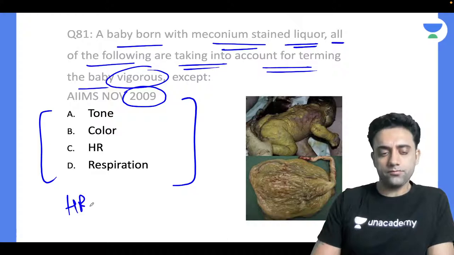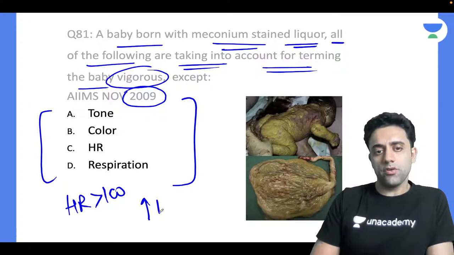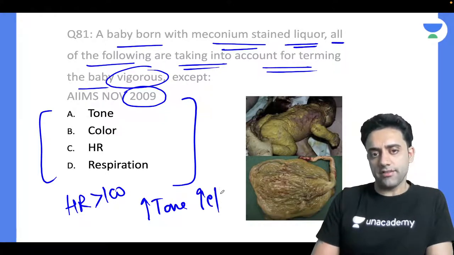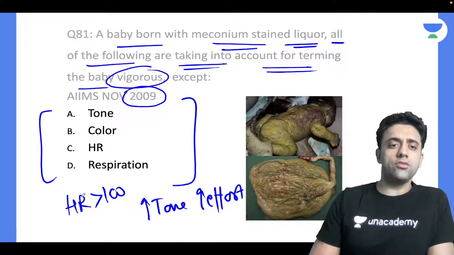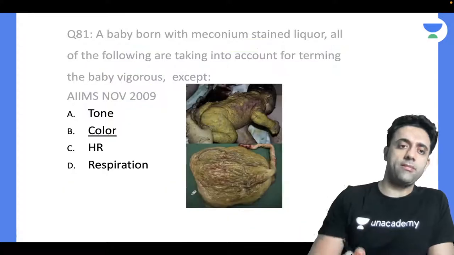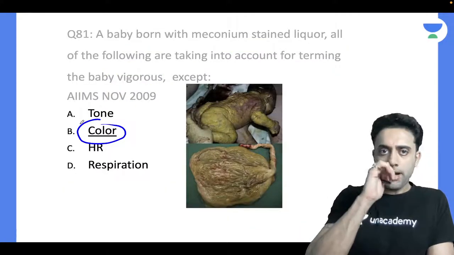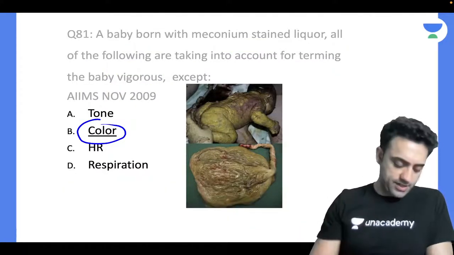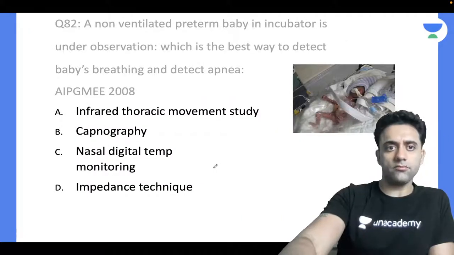So, heart rate more than 100, good muscle tone and good efforts, right? Yeah. So heart rate more than 100, good muscle tone and good efforts are the points of a vigorous meconium stained baby. So color is not a part of vigorous or non-vigorous meconium stained baby. That's very true. Next question.